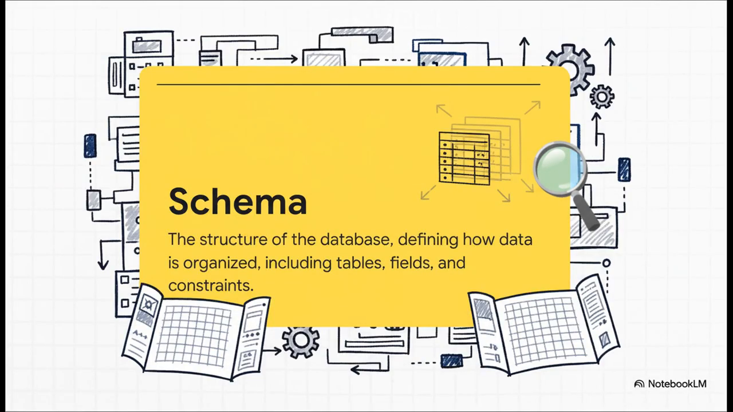Okay, so you take all of these entities and their attributes, you put them all together, and what you get is the master plan. This is called the schema. Think of it as the complete architectural blueprint for the entire database. It defines every single table, every field, and all the rules or constraints that control how everything connects.